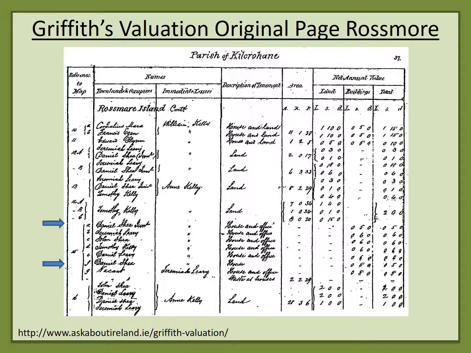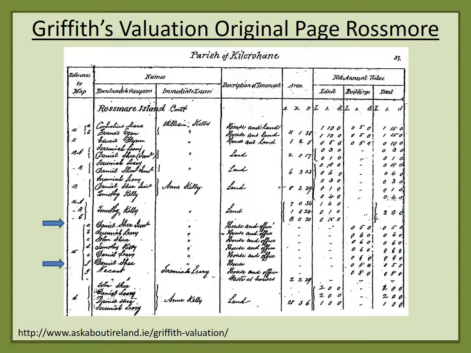Here is a page from the original record for Rossmore Island. The columns from left to right include: column 1 is the references to the maps, the lot numbers on the maps. Column 2 is the occupiers or tenants of each of the lots. Column 3 is the leaser or the landlord over those lots.